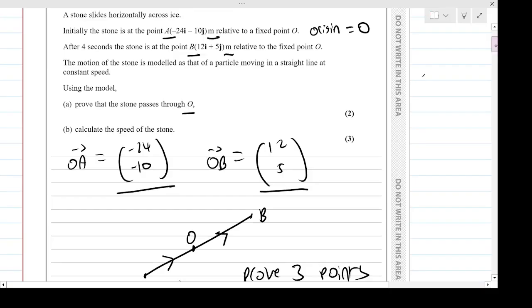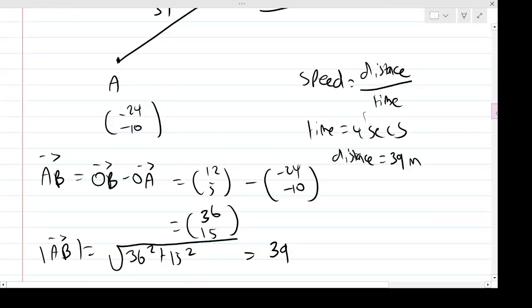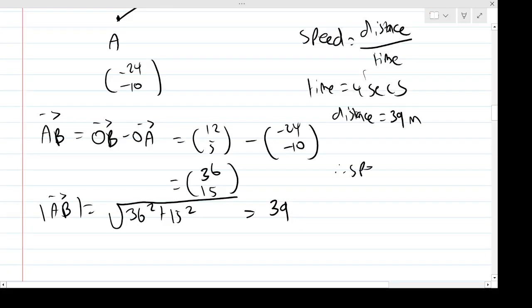Okay? So therefore the speed is simply going to be distance over time, so 39 over 4. And that would then be in meters per second as my units. Make sure you do try and include your units. Sometimes they're quite stingy, quite strict. You might not get the mark if you don't include the units. So make sure you do that. But yeah, so that is that question.